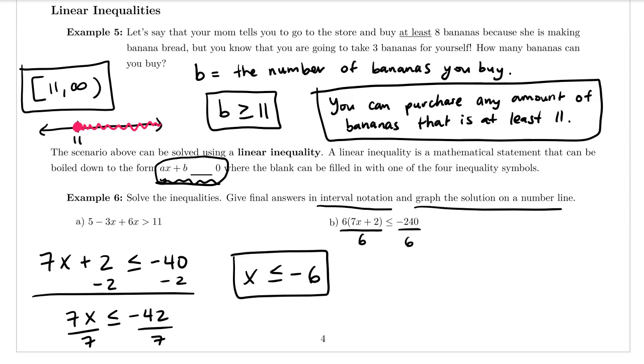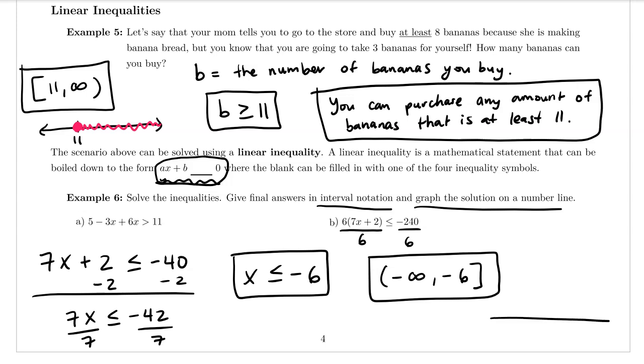And then for interval, we'll have negative infinity to negative 6, and then we want a bracket because we are including negative 6. And then lastly, if we're graphing this, we have negative 6 here. I want to put a closed dot on negative 6, and then I want to shade to the left. So there is the final answer for part B.